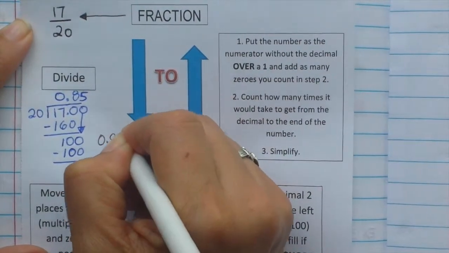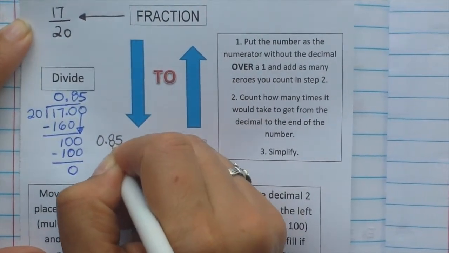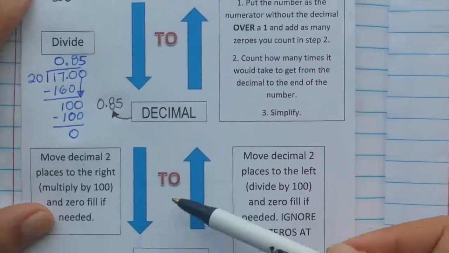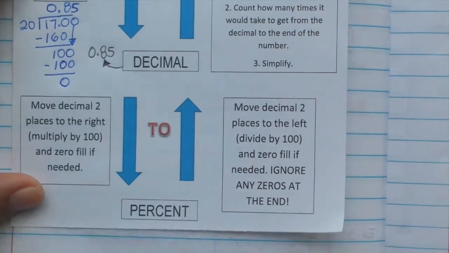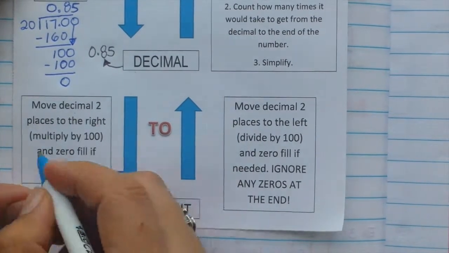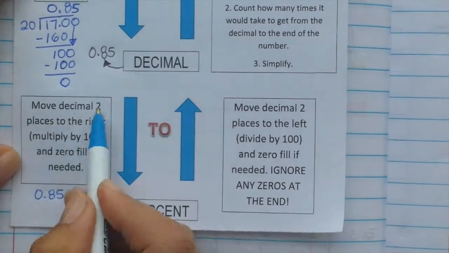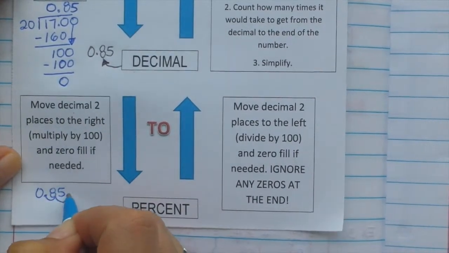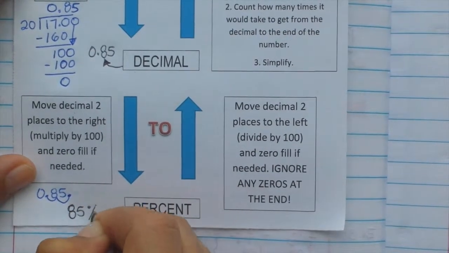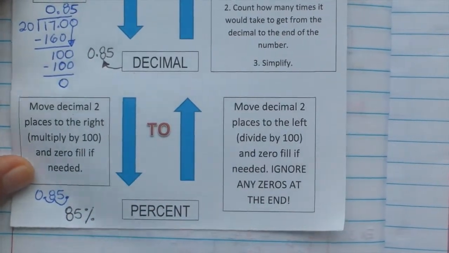So the decimal is 0.85. So that's the decimal. So we've gone from a fraction to a decimal. So if the question was to get it to a decimal, we'd be done. And say it's to get to a percent. All we have to do is move 2 decimal places to the right and 0 fill if you need. So write the decimal down and then move it to the right 2 times. 1, 2. So now it goes at the end of the 5, so it's 85%. Or you can write 85.0 if you want. And that's it. That's all there is.